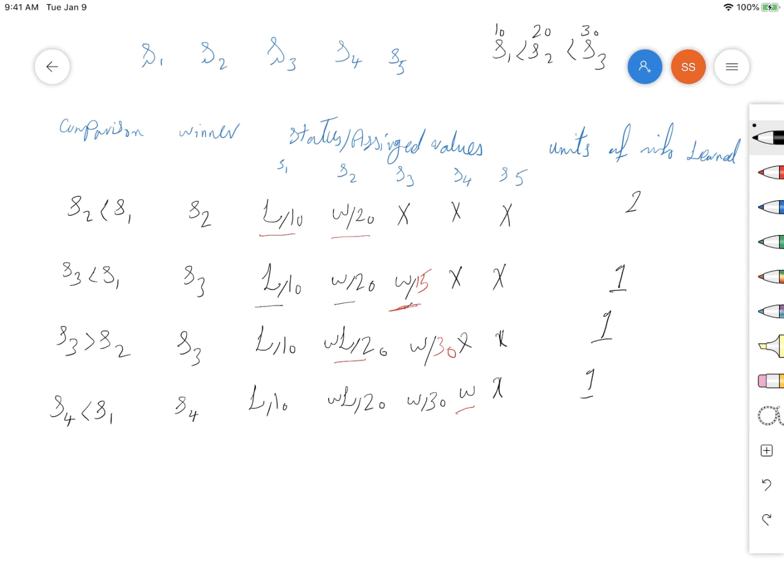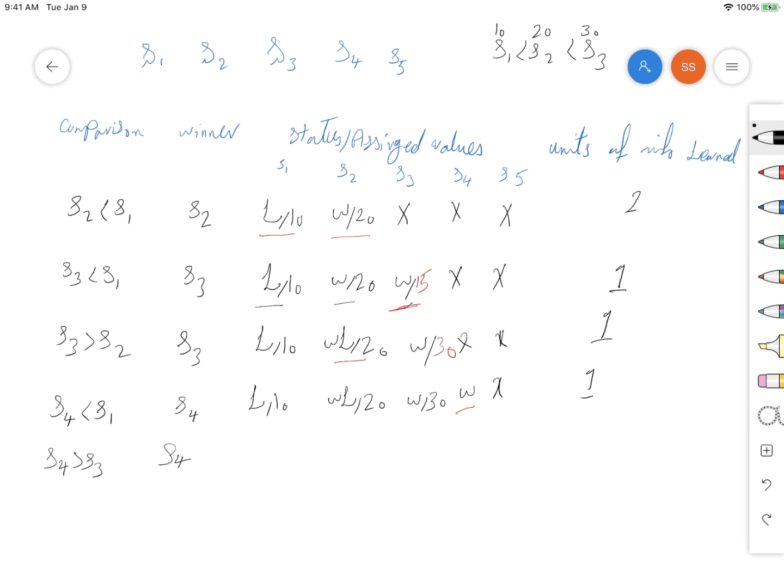Now, we have 5 pieces of information so far. So we have learned 5 amount of information. Now the next comparison is going to be with S3, the one with the largest number that we had so far. So we're going to compare S3 and S4. And let's assume that between S4 and S3, S4 is the larger number, so it's going to be S4.